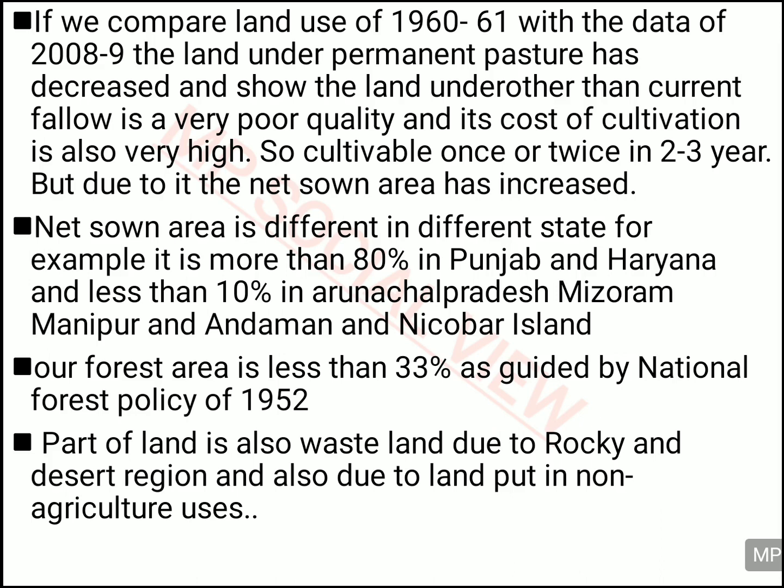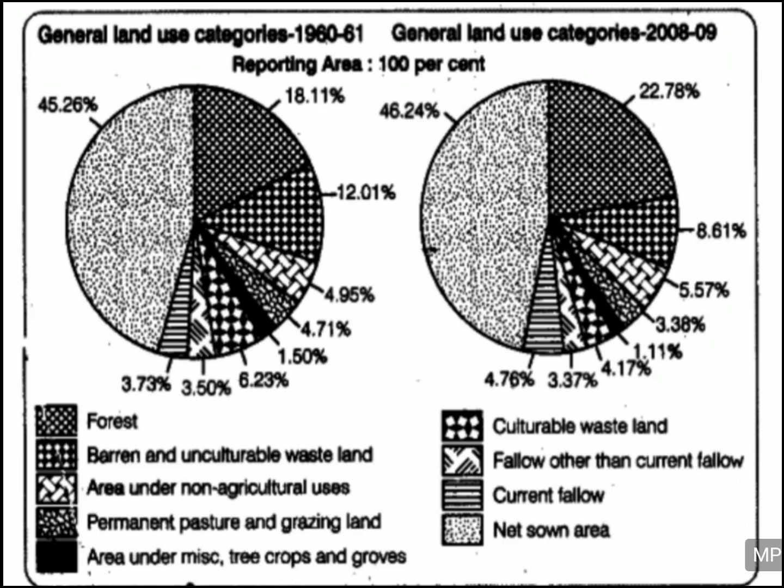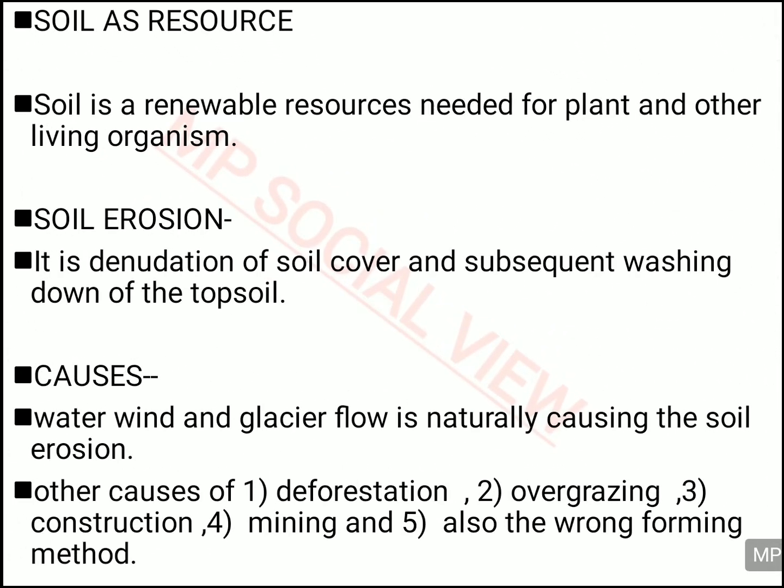Okay, and also the wasteland, we have much wasteland in our country. It is because in some places we have rocky areas, we have arid climate, and we are using the land for non-agriculture purposes also. So because of this also the net sown area has not been increased. But definitely if you compare the pie diagrams from 1961 to 2008-09, the net sown area has shown an increase. Now let's talk about the soil.